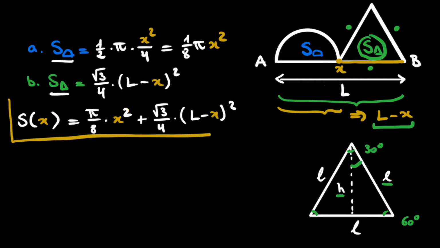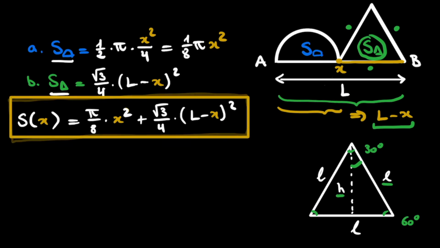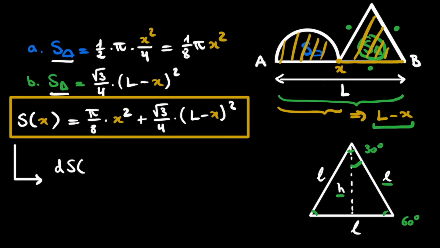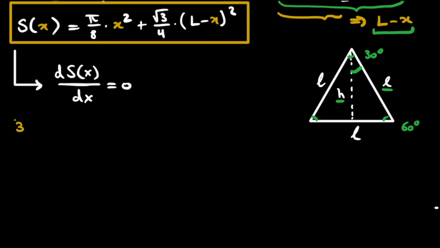And this is the function that we were looking for, because it is a function which expresses the total surface of our two figures for a specific x. So it's a function of x. And we know that if we want to find the minimum or maximum of such a function, we need to derive it to x and then put the derivative equal to 0. And this will give us the x for which this function is either maximal or minimal. So this brings us to step 3, where we have to derive our function.